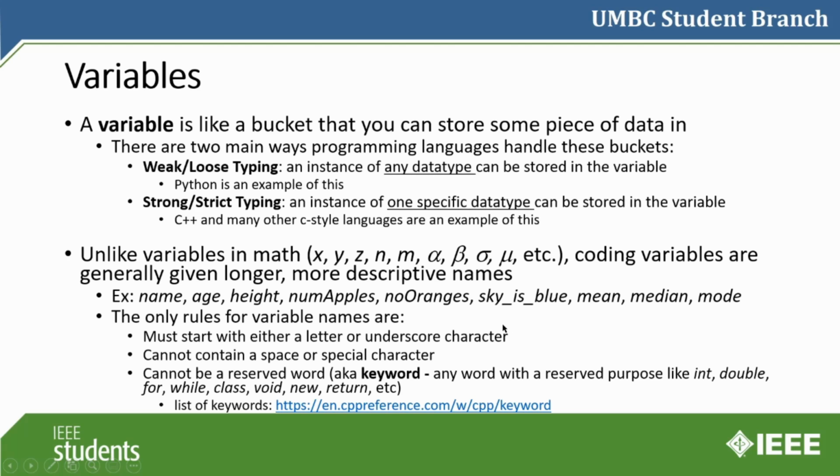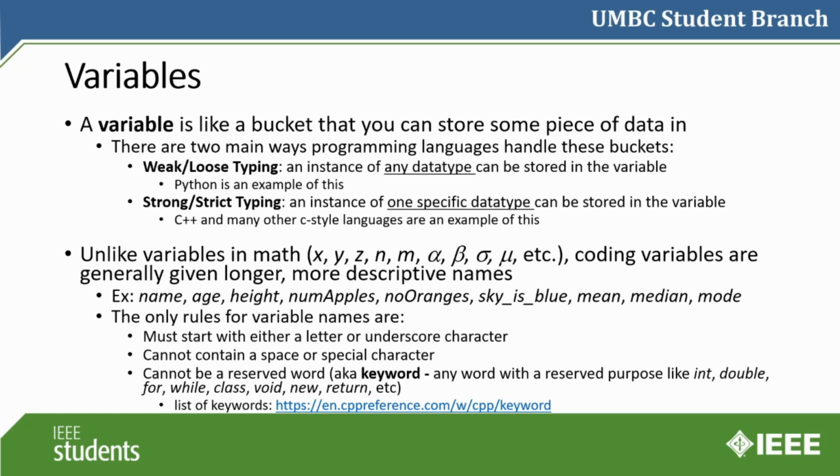These are some examples of things that would be viable variable names. And one thing to point out is that I included in here num apples and no oranges as an example, because both of these are common shorthands I've personally seen for ways of representing number of whatever the thing is. There are a couple rules for when creating your own variable names.